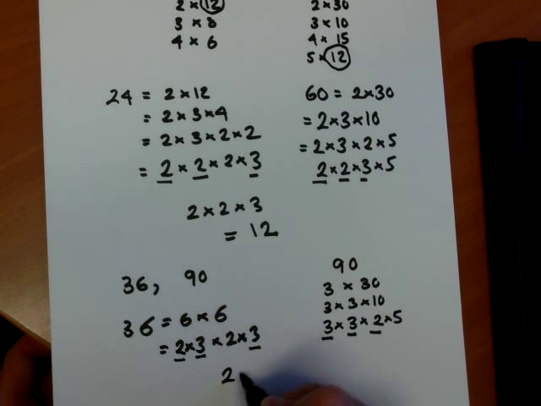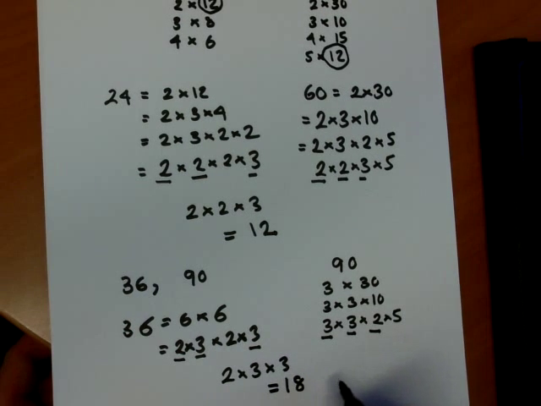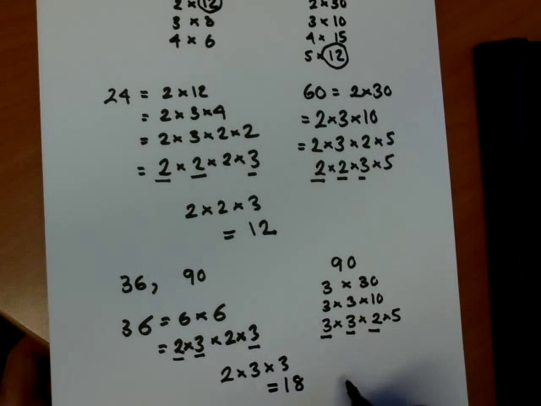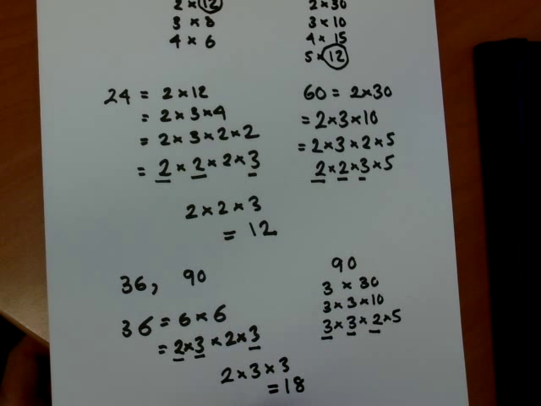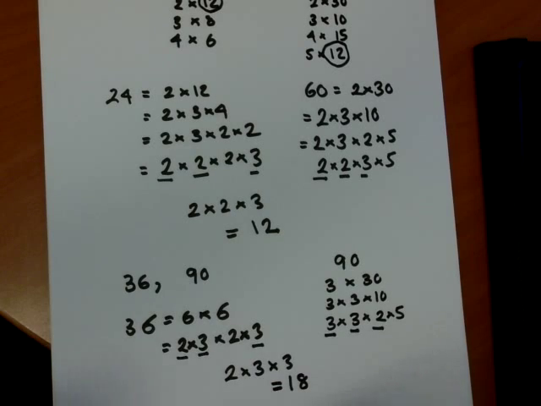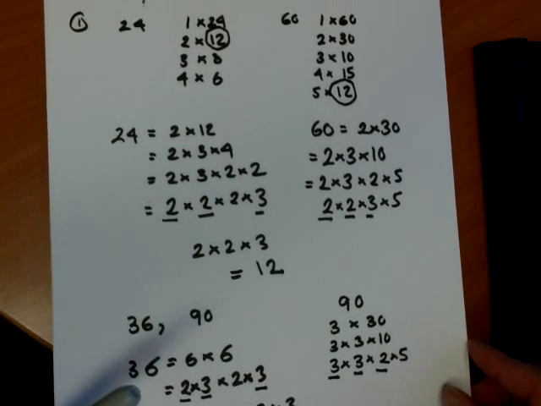So if we multiply them together, 2 times 3 times 3 is 6 threes is 18. So 18 is the highest common factor of 36 and 90. Okay, that's how to find highest common factor.